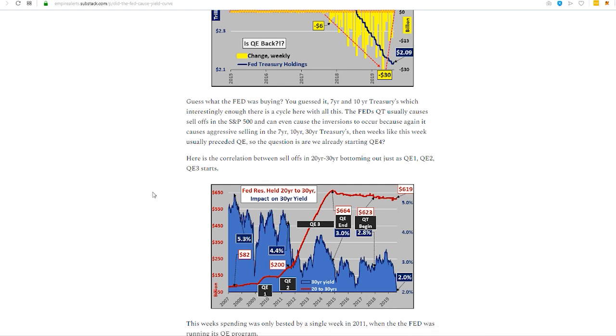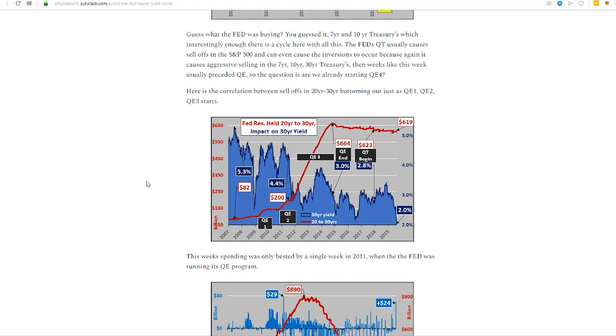The Fed's QT, or quantitative tightening, usually causes sell-offs in the stock market, S&P 500, Dow, whatever you want to call it, and can even cause the inversions to occur because, again, they're causing this effect through so much tightening and aggressively selling off 7-year, 10-year, 30-year treasuries. And then a certain amount of time goes by, so much of this aggressive tightening happens, and then they start to print again. And during the printing phase, or QE, stock markets see all-time highs.